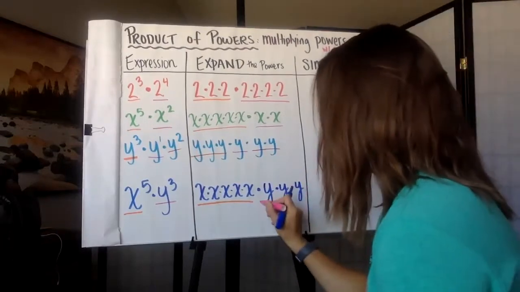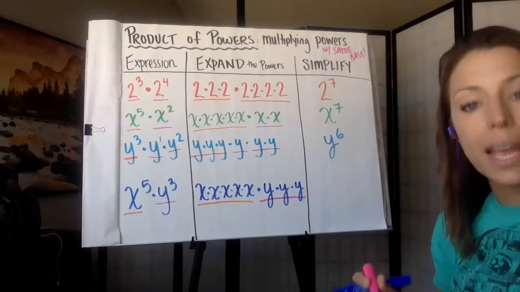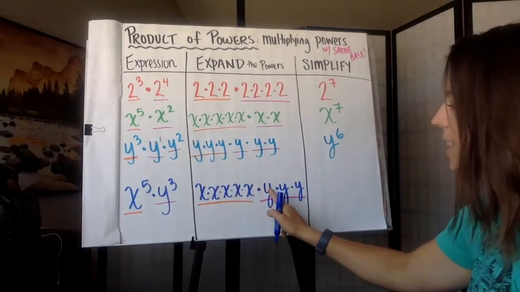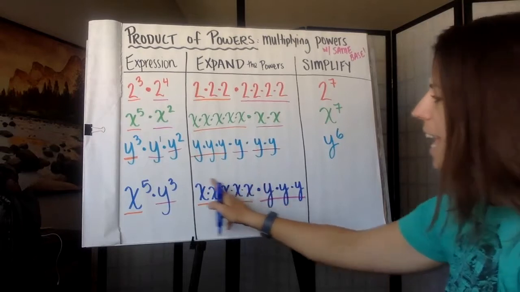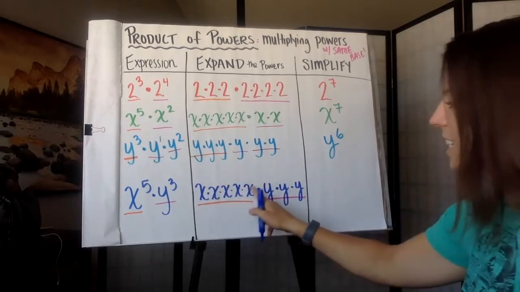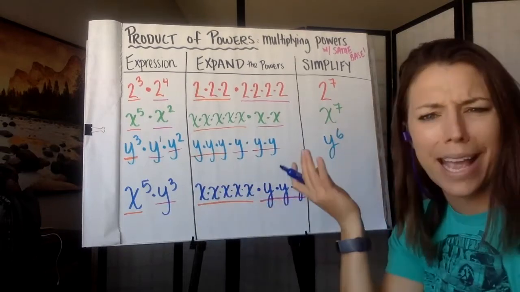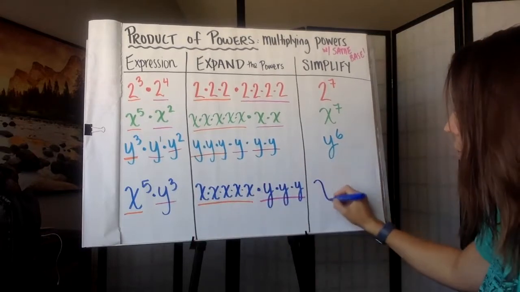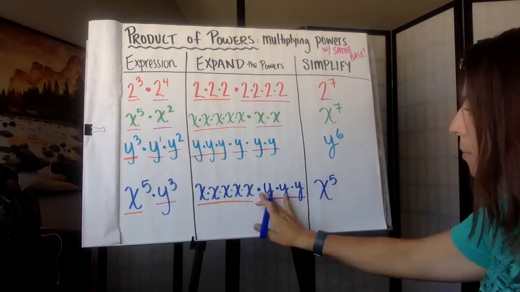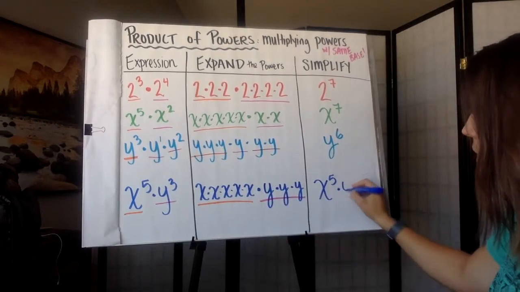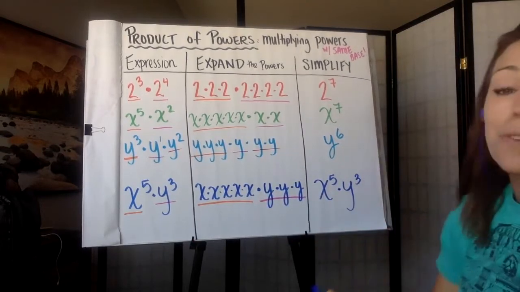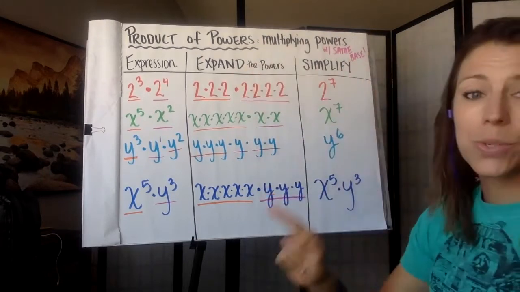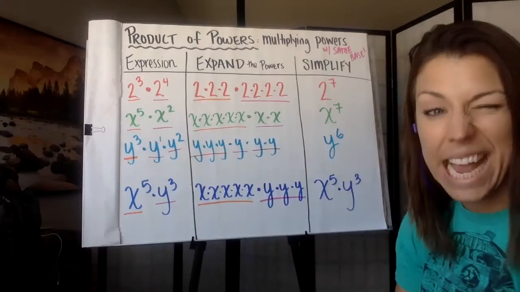Now, how many total times am I multiplying x? 1, 2, 3, 4, 5. Wait, that's a y. So I can't say x times y is x to the 2nd. Like, that doesn't work. So I'm multiplying x by itself 5 times. And how many times am I multiplying y? Only 3 times. So if you notice, that's why the product of powers only works when you're multiplying powers with the same base.